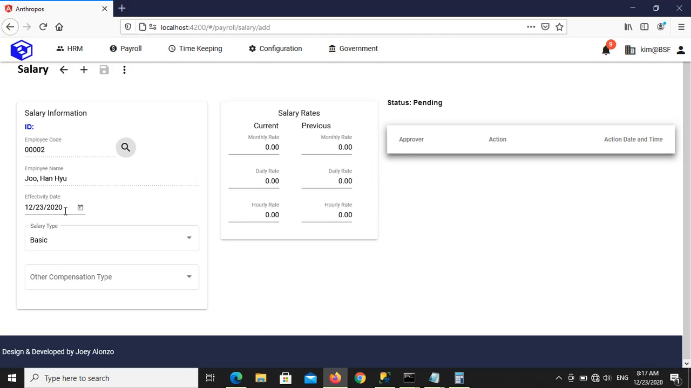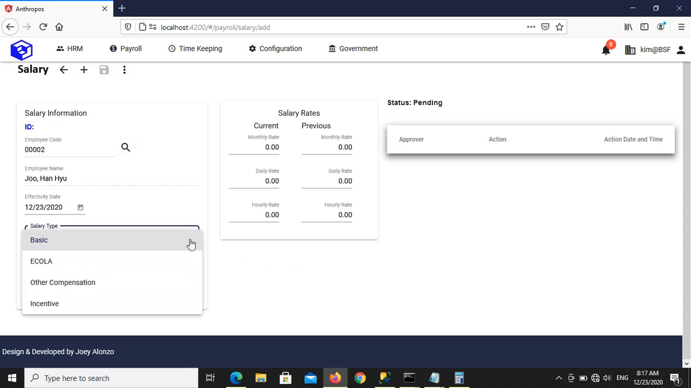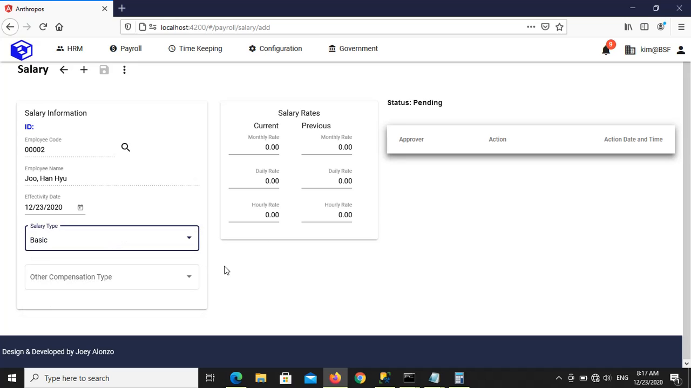Next is the effectivity date. This is the date wherein the salary, this monthly rate, is already effective. That means it will already be given to the employee upon doing the payroll. And then here, you need to select what the salary type is, which I already discussed. For example, it's basic.